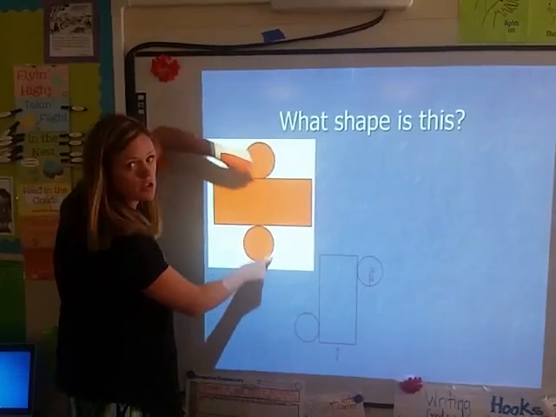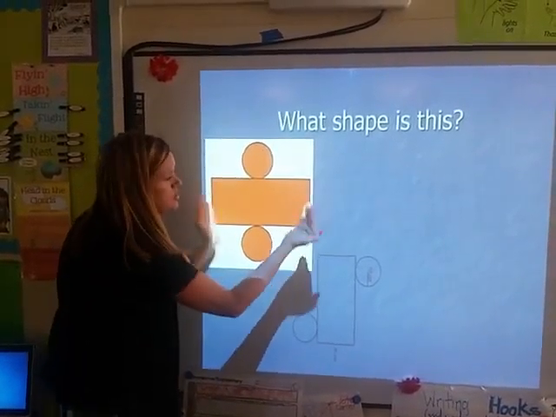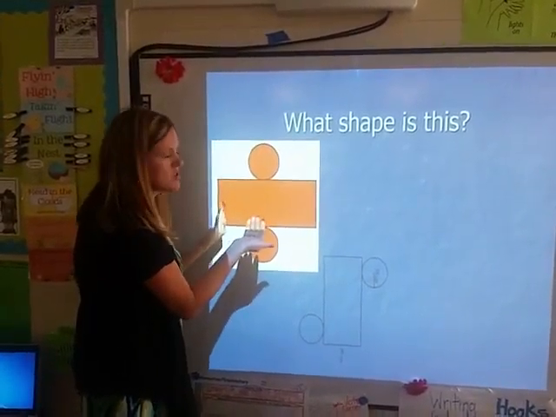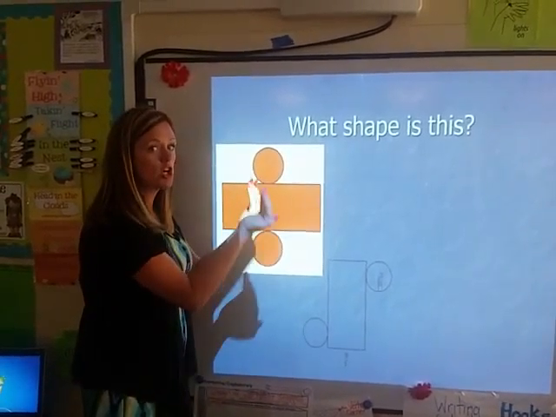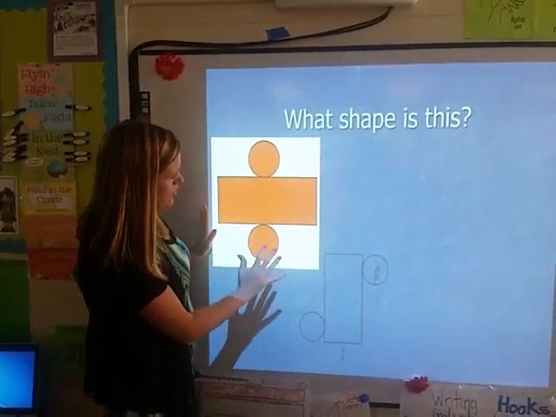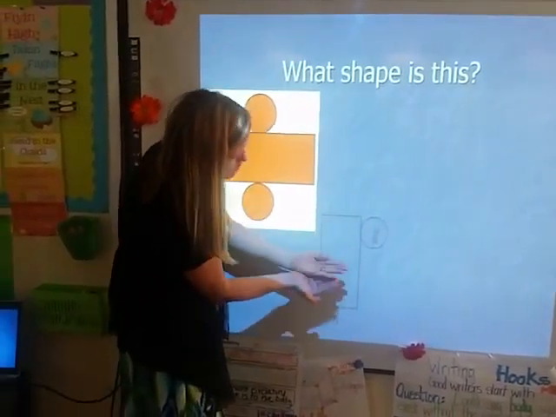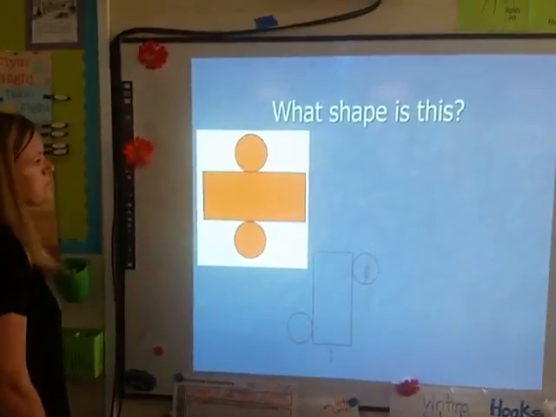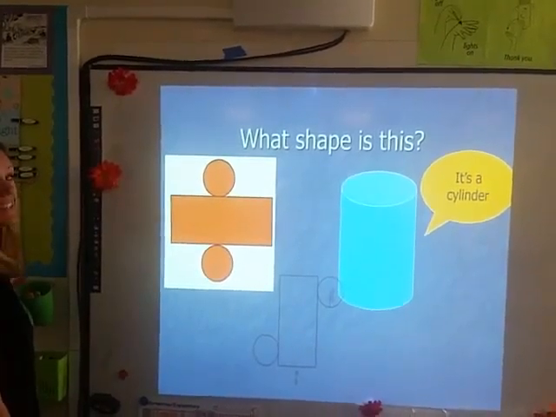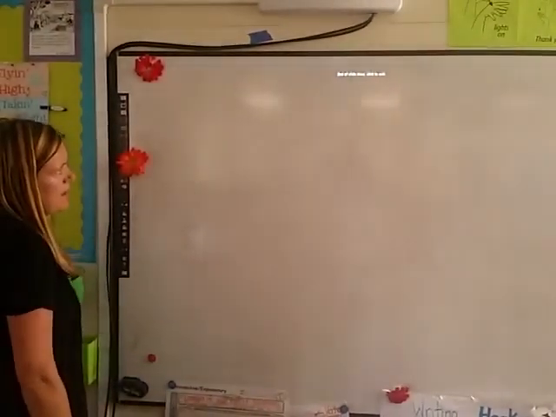Now let's look at this one. Now we have two circles, which will be our bases. These two ends will come together to make our curved surface. Two bases, curved surface, no vertices, again here. Two circle bases, curved surface. What does it make? A cylinder. And that's it.